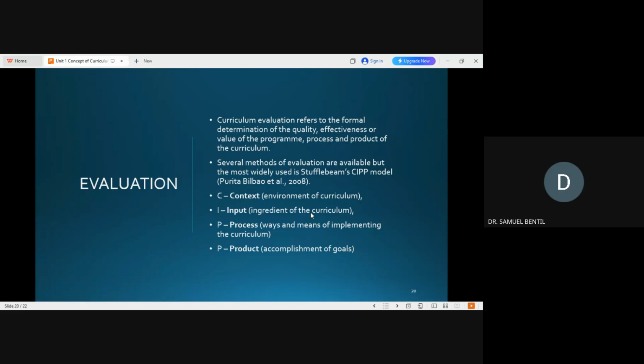Then the process has to do with the ways and means of implementing. So this one borders on the teachers who are teaching it. How are they implementing it? Are they implementing it the way it must be implemented?